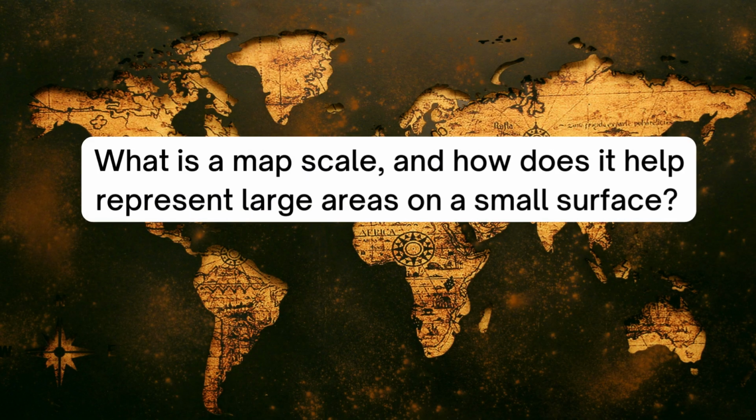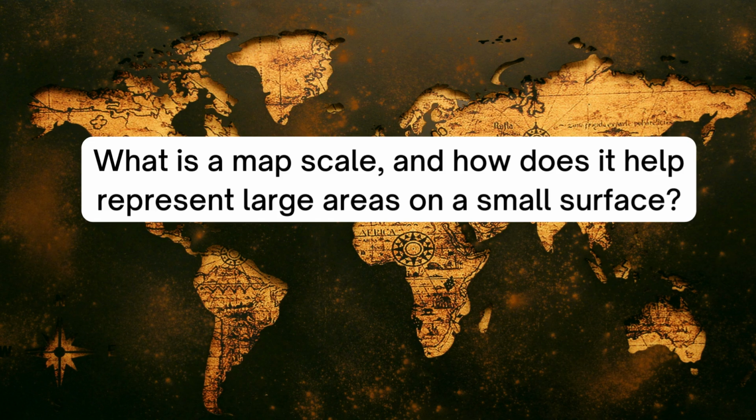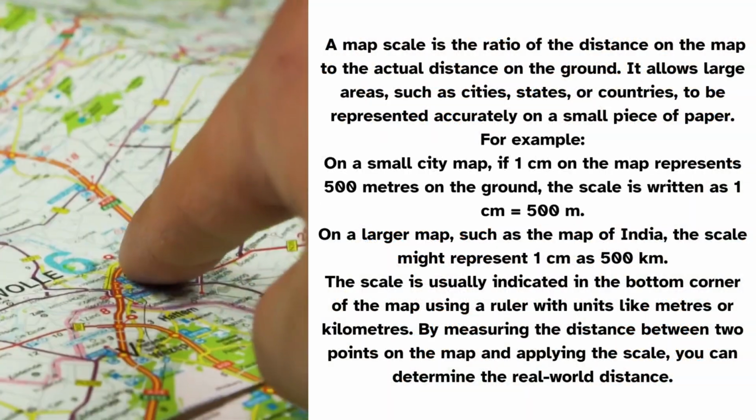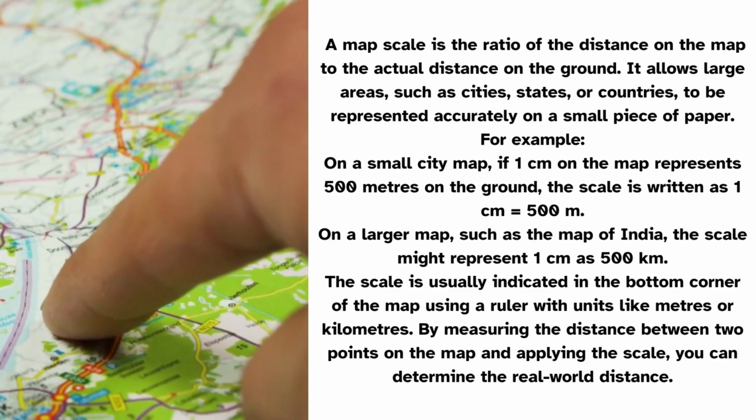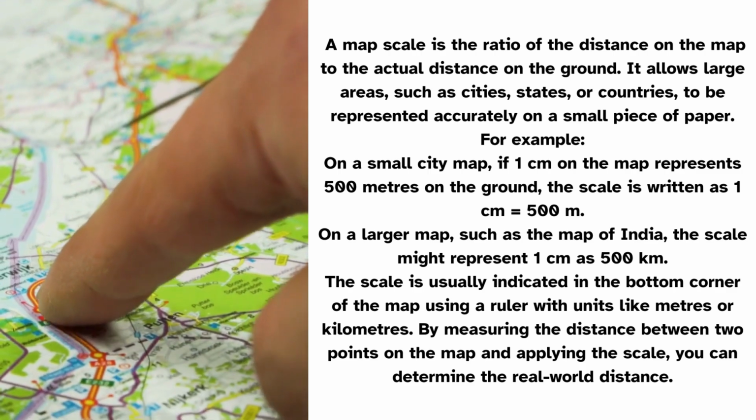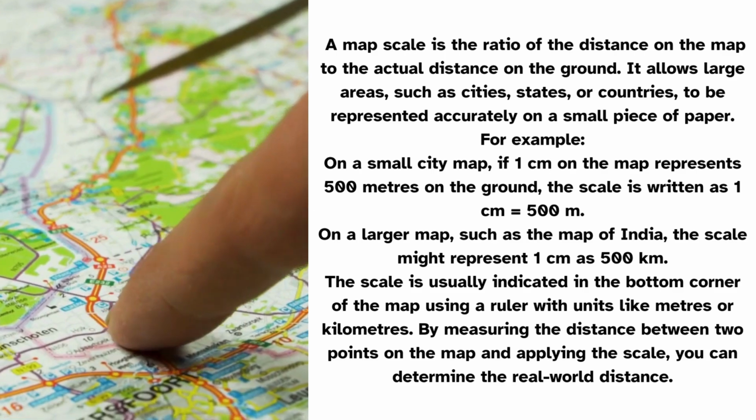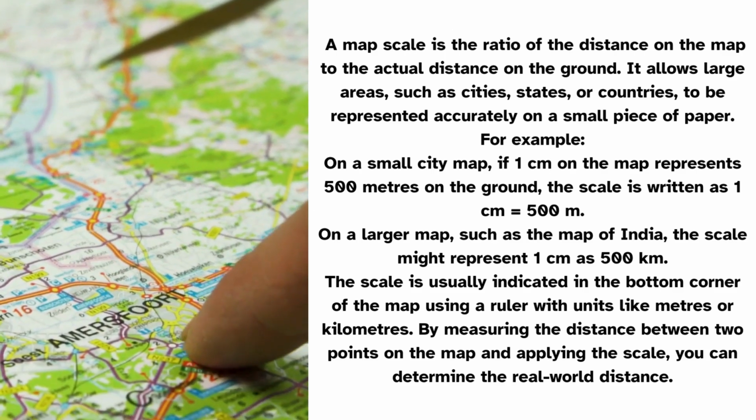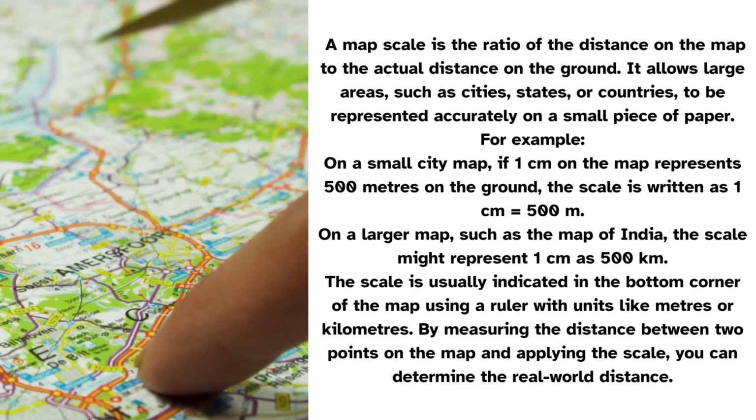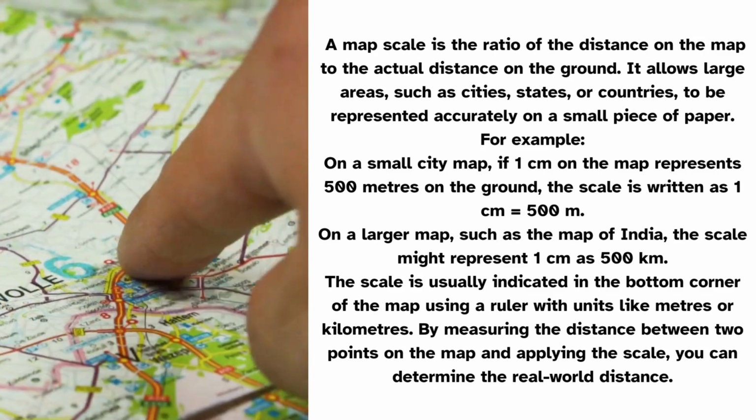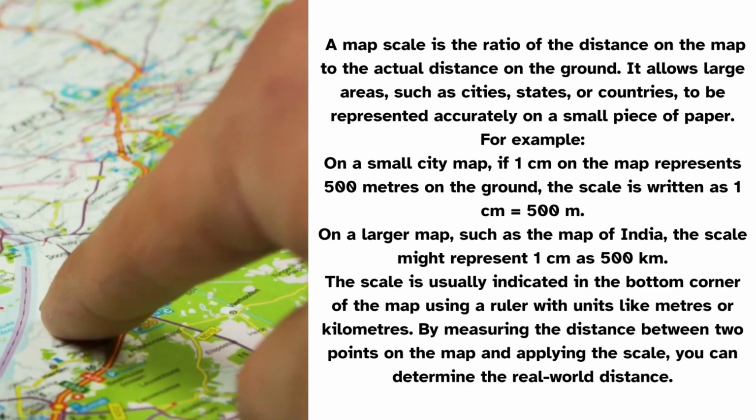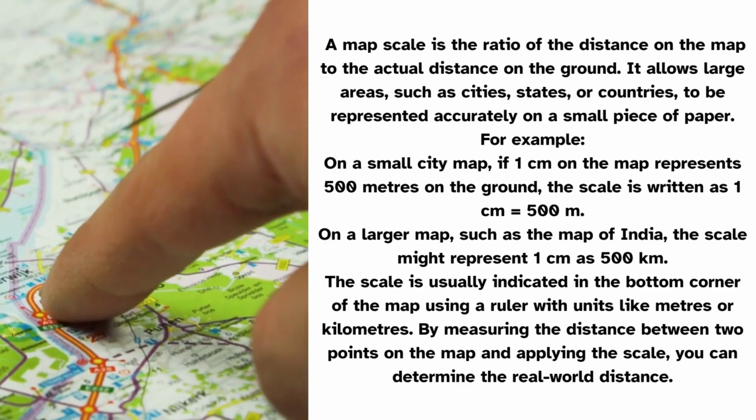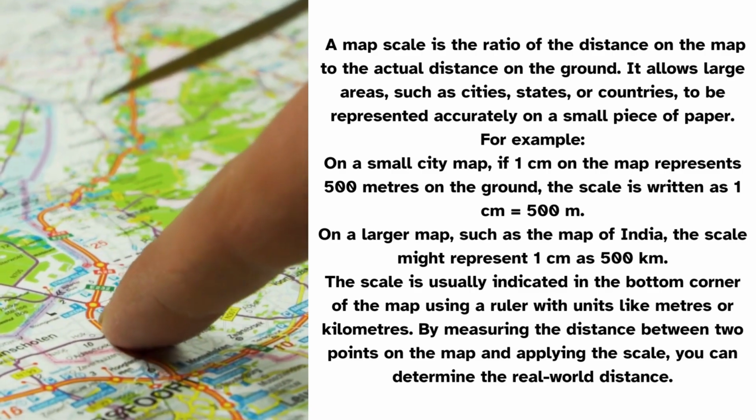We even see scale on maps. So what is a map scale and how does it help represent large areas on a small surface? A map scale is the ratio of distance on the map to the actual distance on the ground. It allows large areas such as cities, states, countries to be represented accurately on a small piece of paper. Like on a small city map, 1 centimeter on the map represents 500 meters on the ground, and the scale is written as 1 centimeter is equal to 500 meters. And on a larger map, such as the map of India, the scale might represent 1 centimeter as 500 kilometers.